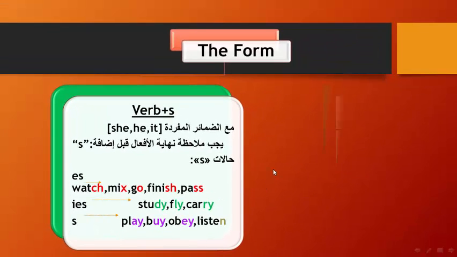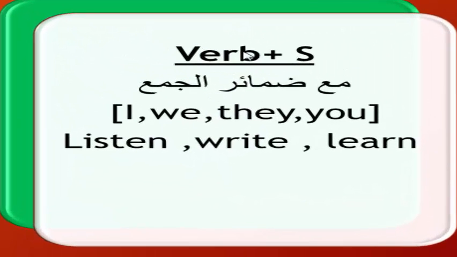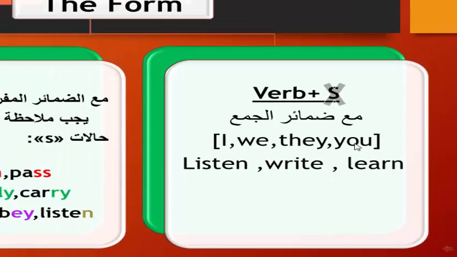Here we have another form with verbs but without S. We don't add S to the verbs with plural subject pronouns. They are I, we, they, you. So we say I listen, we listen, they write, you learn, and so on.